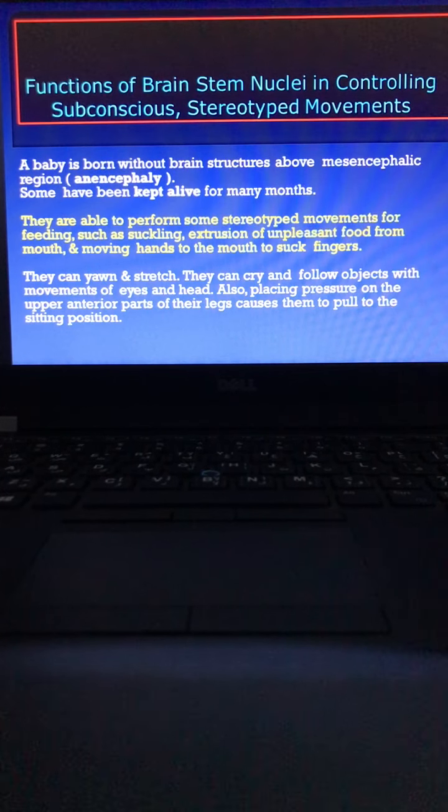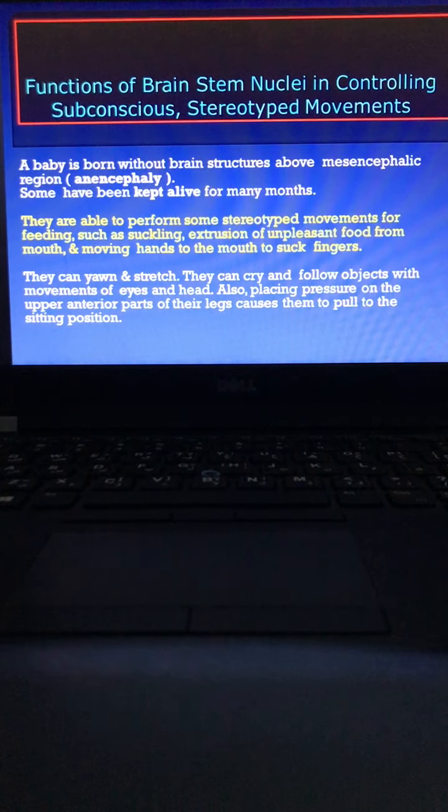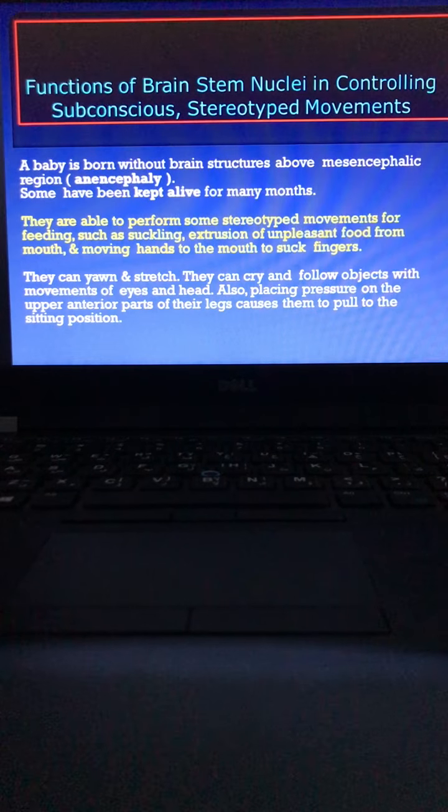Students of second stage medicine, Al-Qadisiyah. Neurophysiology, video clip number 7, about functions of brainstem nuclei in controlling subconscious and stereotyped movements. A baby is born without brain structures above the mesencephalic region, what we call anencephaly. Some have been kept alive for many months, they may live for several months.